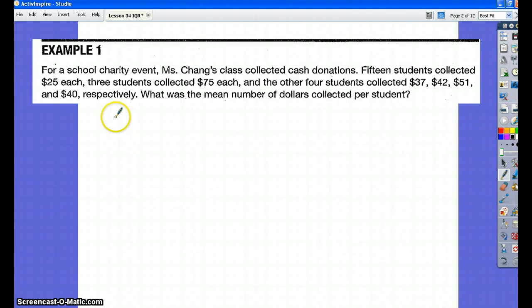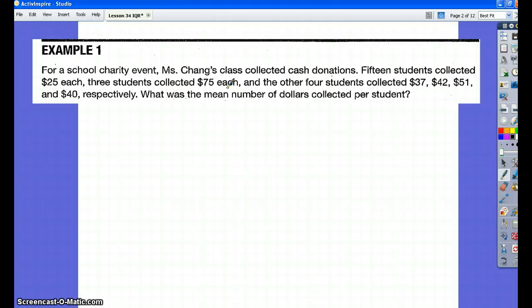So example 1 is for a school charity event. Ms. Chang's class collected cash donations. 15 students collected $25 each. 3 students collected $75 each, and the other 4 students collected $37, $42, $51, and $40 respectively. What was the mean number of dollars collected per student?